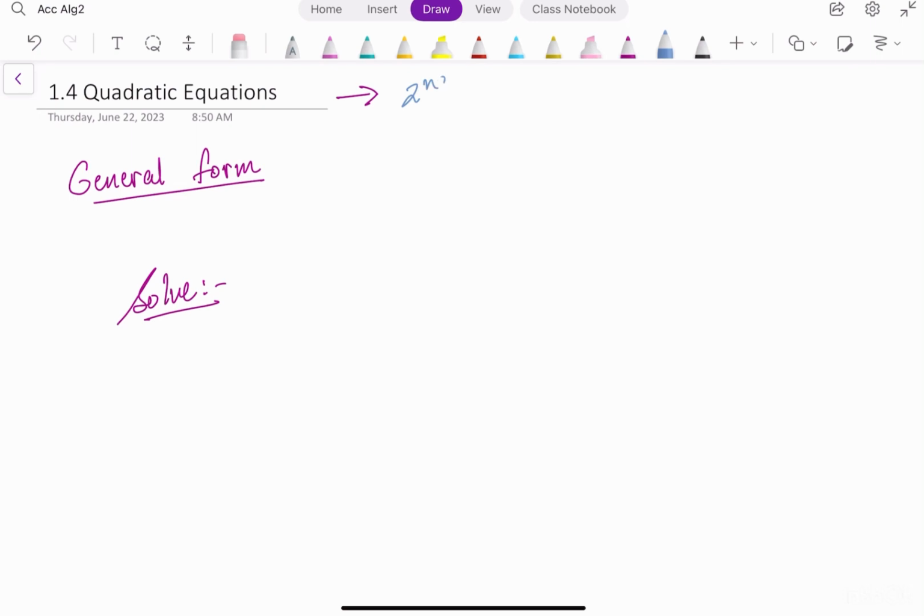So quadratic equations are nothing but second degree polynomial equations, because if you remember, a quadratic has the power of square. We can write a quadratic equation in the general form. So the general form will be ax squared plus bx plus c is equal to 0. This is the standard form or the general form.